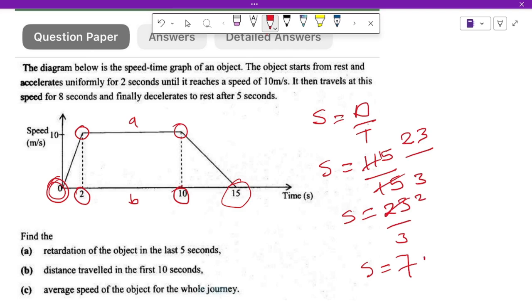3 into 2, it can't go, so we put a point and add a 0. 3 into 20 goes there 6 times, because it goes into 18. Remainder a 2, and 3 into 20 again goes 6 times. So we can actually leave it at this point, 7.66 or 7.67 meters per second, since we're dealing with speed. And you are done. Go to the next question.